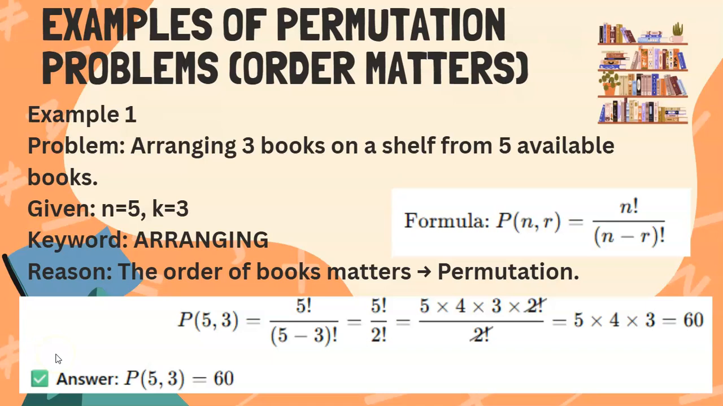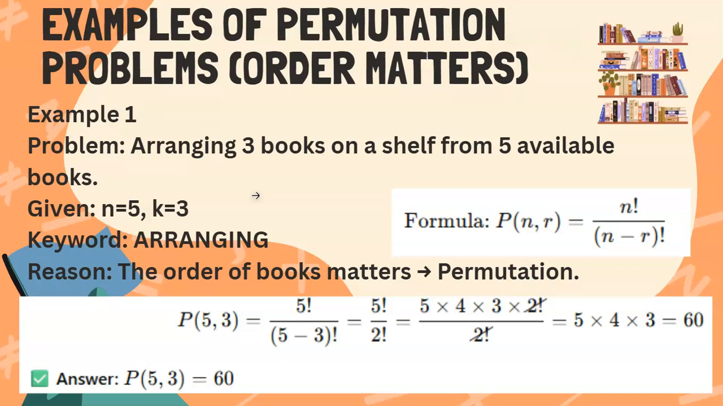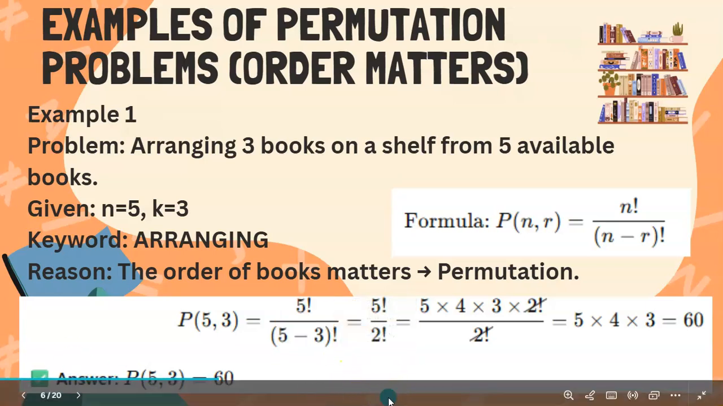Alright, so here are examples of permutation problems, or where the order matters. So problem number 1, arranging 3 books on a shelf from 5 available books. Write the given. How many books are there all in all? So we have 5, so n is equal to 5. How many books will be arranged properly on the shelf in a particular order? 3 books. So r is equal to 3, or k is equal to 3. So the keyword here is arranging. And this is permutation because the order of books matters. Science, math, chemistry arrangement is different from chemistry, science, math arrangement. And here is a sample computation for this. We will break down the computation process in another video lesson.